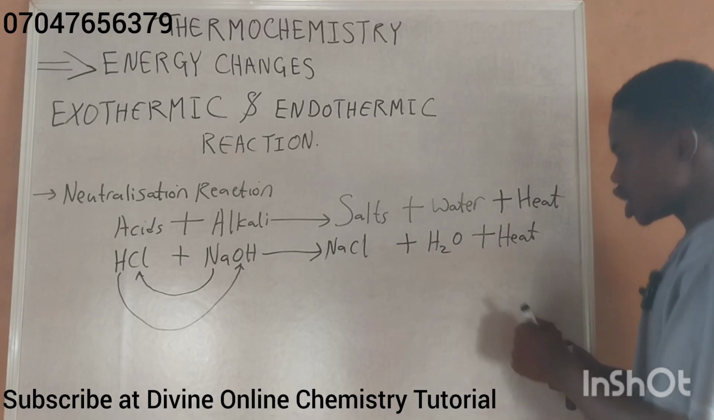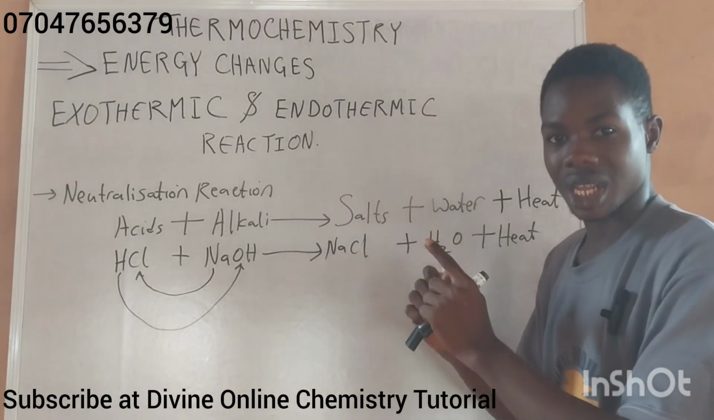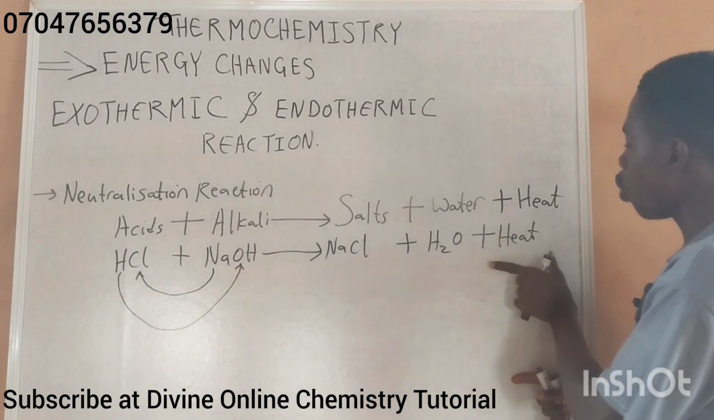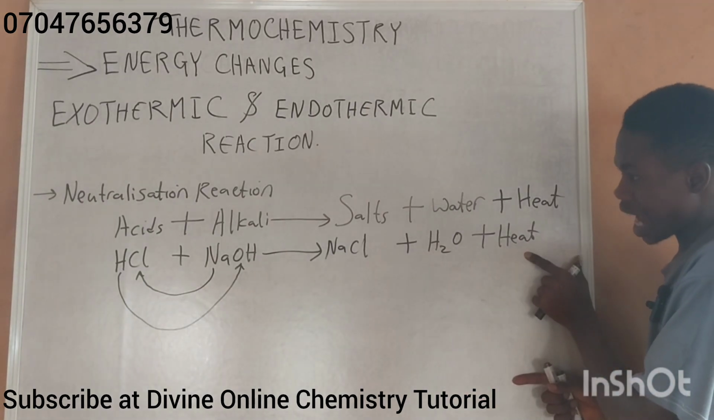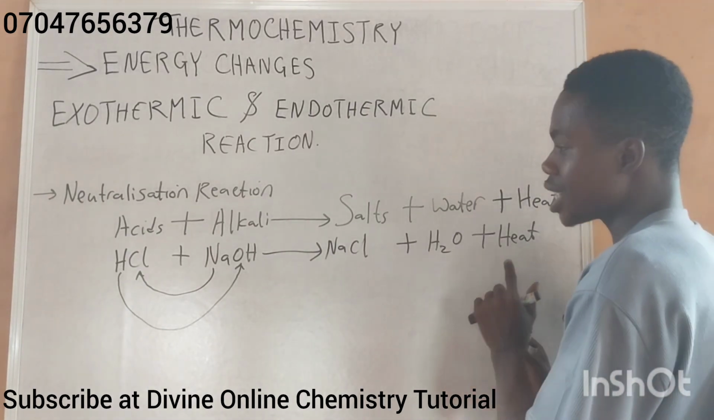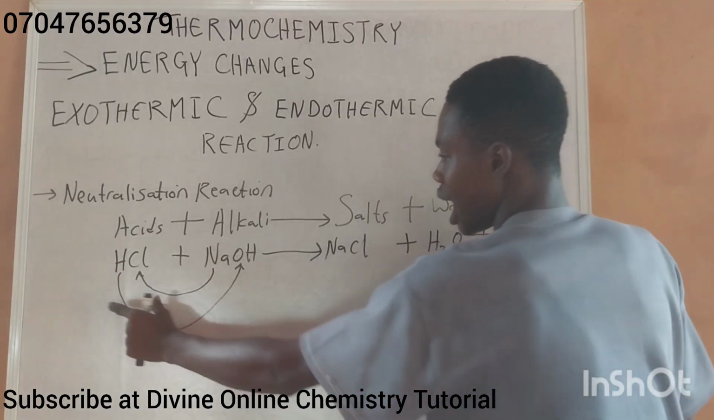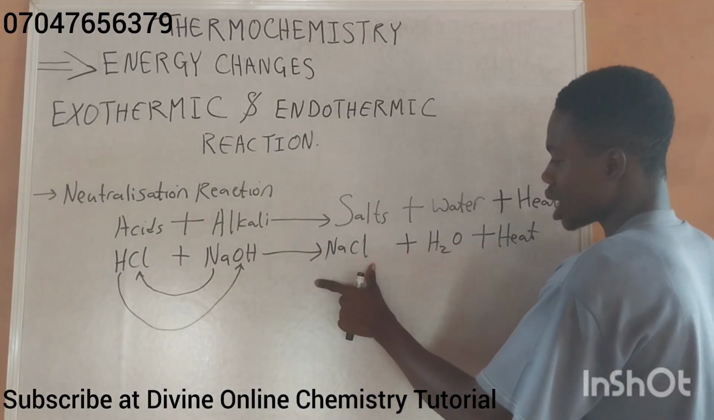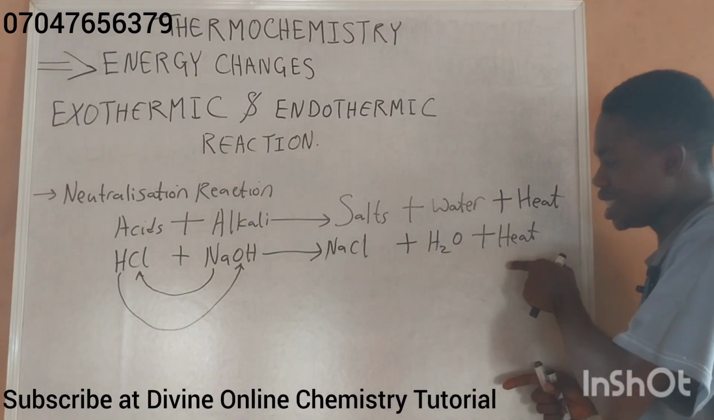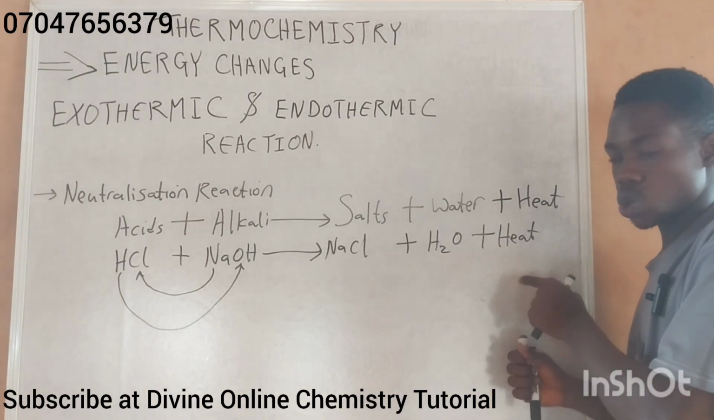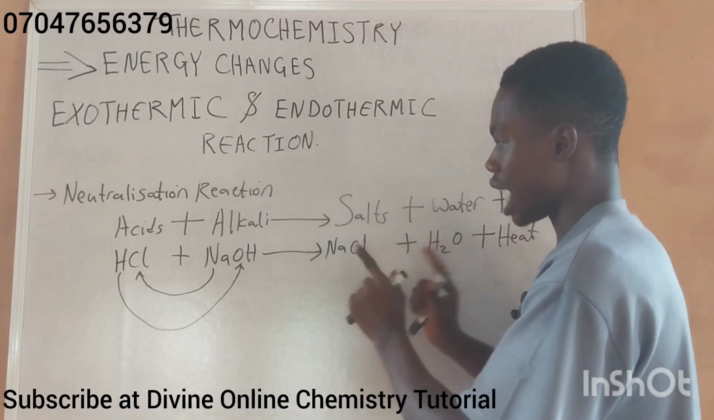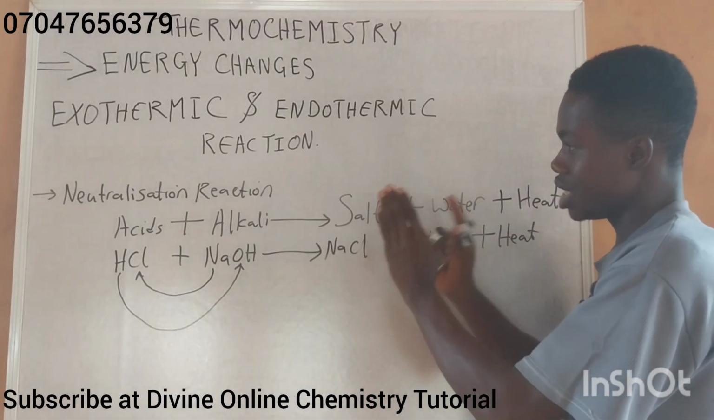Plus heat. You know that exothermic reaction is a type of reaction where heat is given out to the surrounding, so there will be plus heat here at the product side. But please take note that under neutralization reaction, an acid is reacting with an appropriate amount of alkali to form salt and water only, plus heat. You must add heat to it. So this is a typical example of exothermic reaction. I hope you guys understand this reaction.